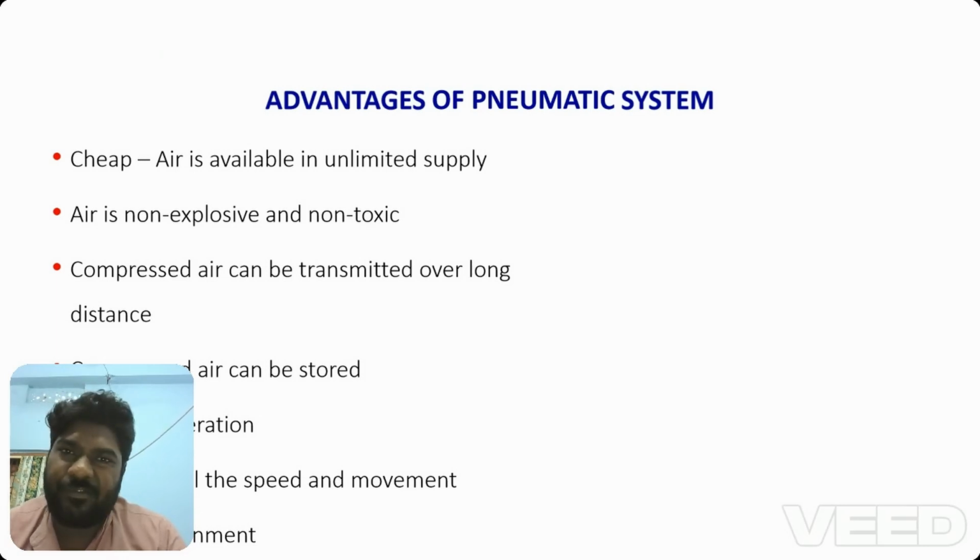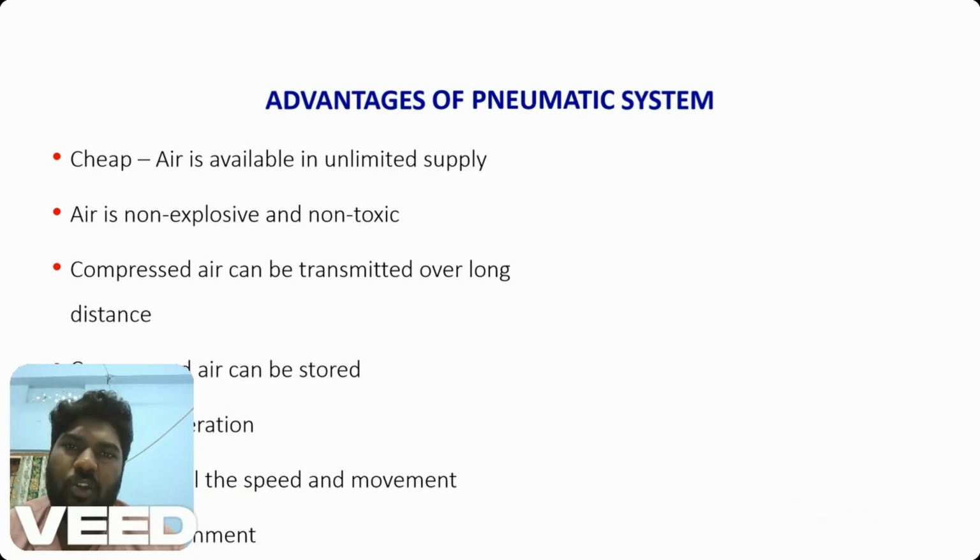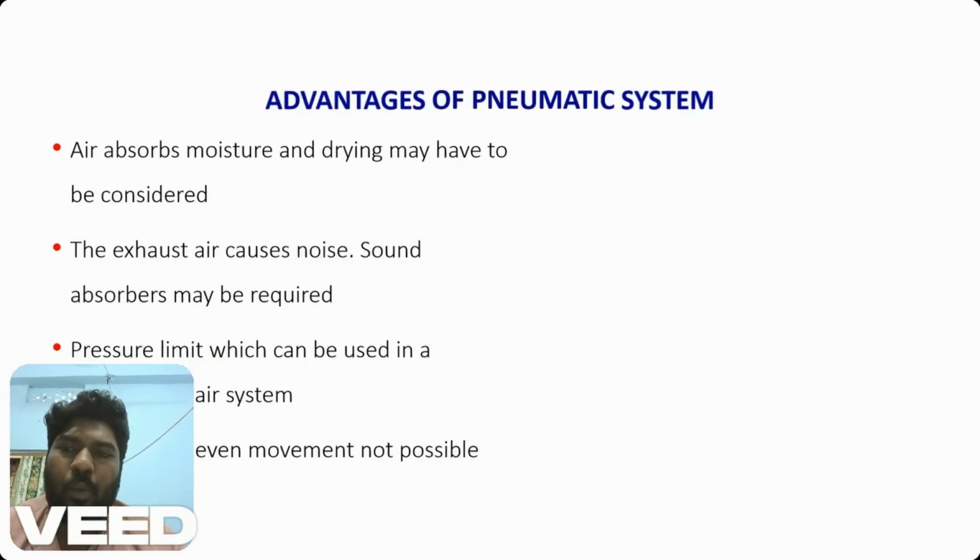And it can be transferred for longer distances through pipelines. By making arrangement of pipes, we can make it to transfer for longer distances. And it can be stored, we can store air pressure in tanks. It is fast in operation. As we know, air moves faster, comparatively less speed than electricity, but comparatively to mechanical source of energy and hydraulic source of energy, it is a bit faster. And it is clean to the environment, and the movement and speed can be controlled easily.